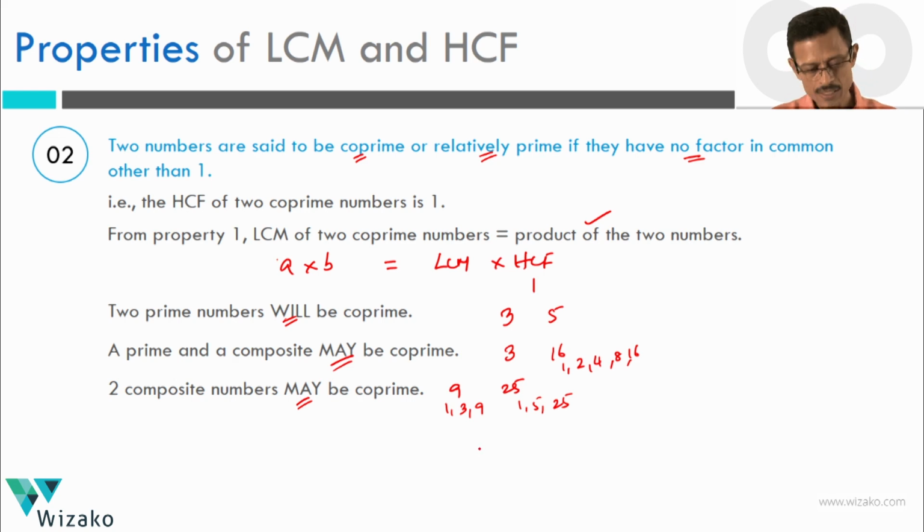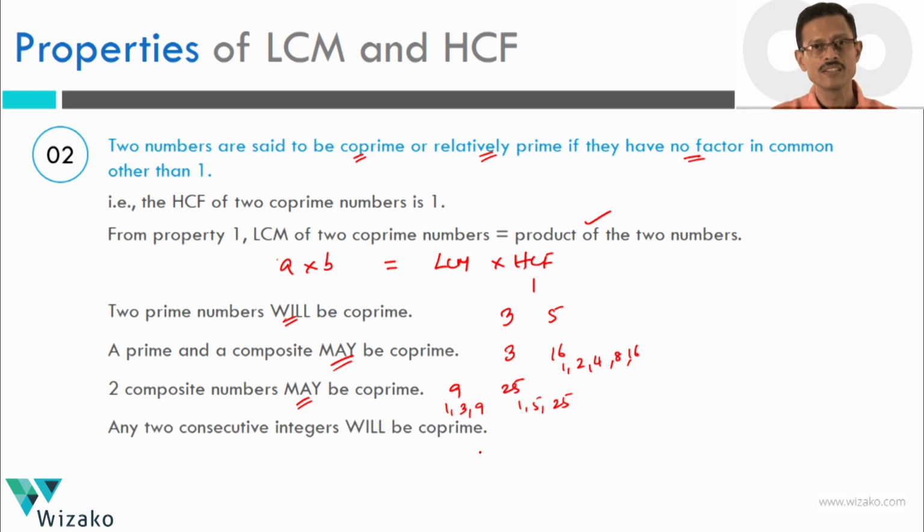One other interesting thing. Two or more consecutive integers will always be co-prime. Why? Let's have a look at it. Let's take 25 and 26. Is there any factor common to them? 1, 5, 25. 1, 2, 13, 26. Nothing. Take 100, 99. Any factor in common? For 99 it's 1, 3, 9, 11, 33, 99. For 100 it is 1, 2, 4, 5, 10, 25, all of these. But there's no factor in common.